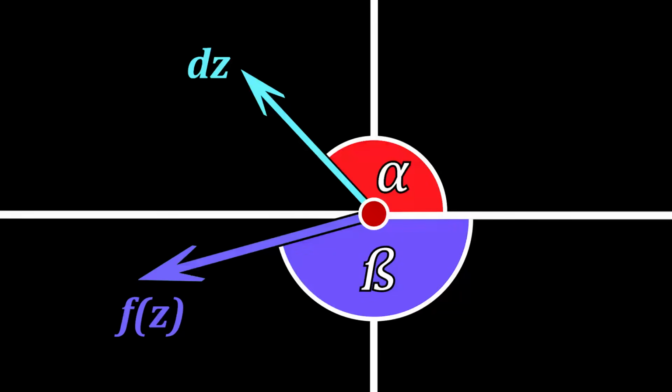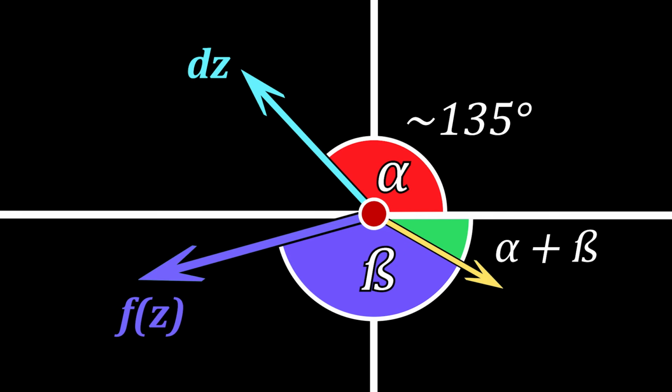Now, take a look at the angle alpha plus beta, pictured here in green. Alpha looks to be close to 135 degrees, and beta appears to be about minus 170 degrees, so alpha plus beta is somewhere around minus 35 degrees. This is the angle in our integrand, the one we want to visualize.